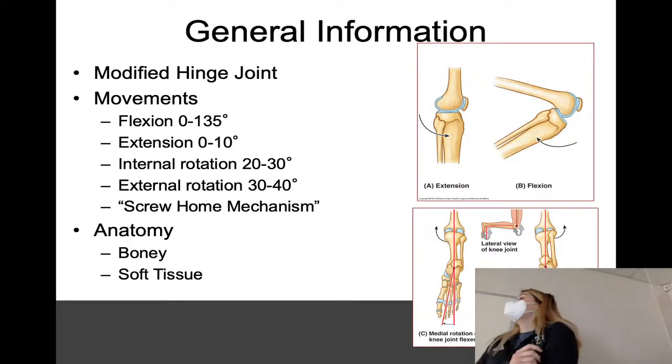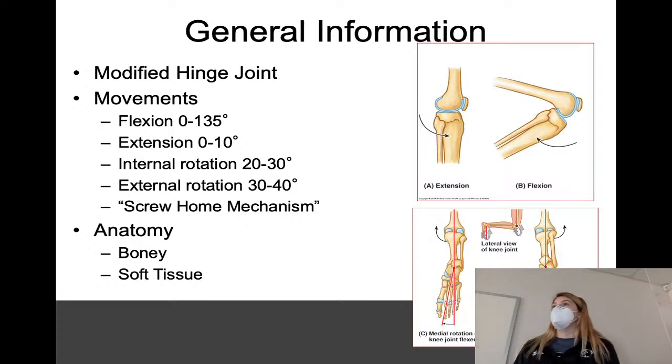Okay, so some general information on it. We're going to talk about what type of joint it is. If we go back to our joint knowledge, it is a modified hinge joint. If you remember a hinge joint, think of a door hinge. It opens and closes, and that's what the knee is going to do. So it's going to have just flexion and extension, opening and closing like a door hinge.